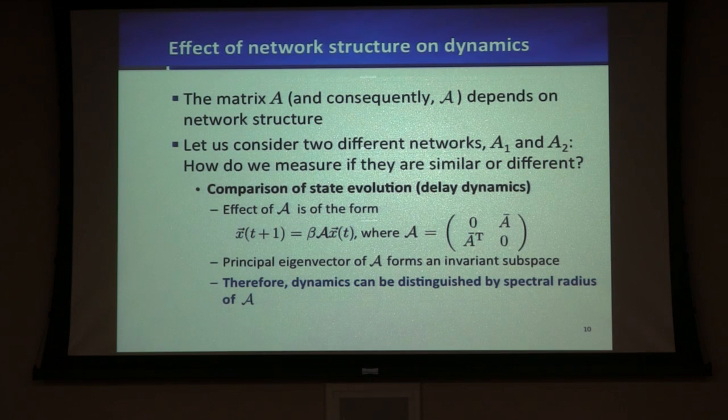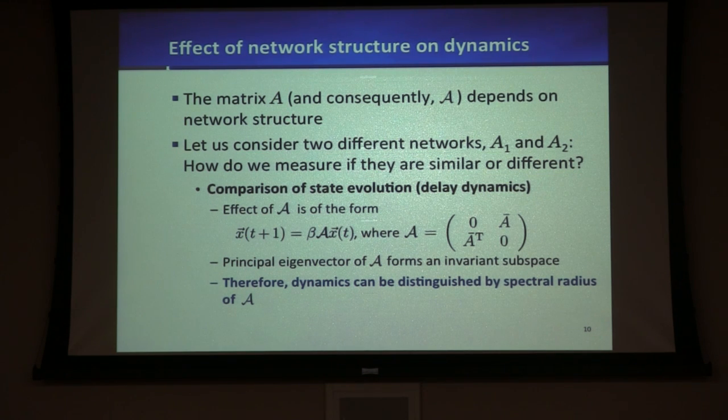What I want to know is, I know that the dynamics varies depending on the network structure, and I want to identify a characteristic set of these structures. So that brings us to a more fundamental question: if I'm given two networks, A1 and A2, how do I tell whether they're similar or different, whether they belong to the same characteristic structure or they're different?